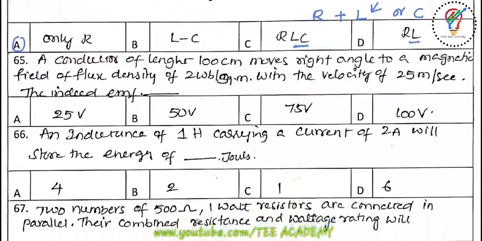Next one, I will read the question here, because I have written it in a small congested manner. So please try to understand. A conductor of length 100 centimeters moves at right angle to the magnetic field of flux density 2 Webers per meter squared with a velocity of 25 meters per second, then the induced EMF is. I will take one fresh page to answer this question.